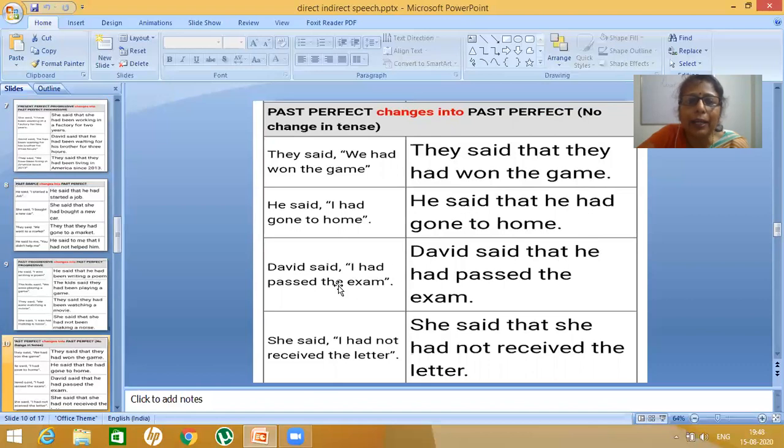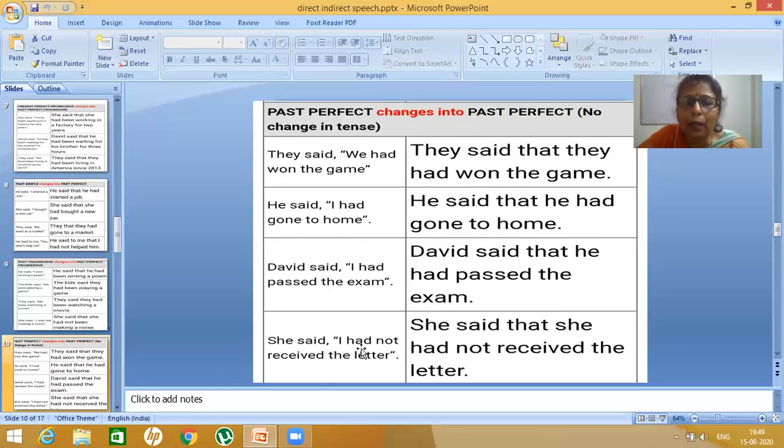Okay, David said, "I had passed the exam." David said that he had passed. So you can see in the reported speech, we are not getting the perfect form over here; it remains the same in the reported speech also. It remains in the perfect form only.